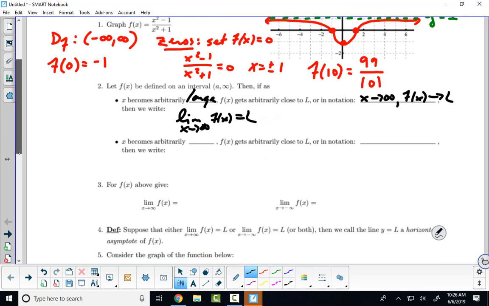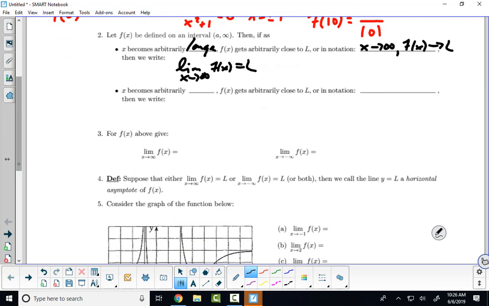In this second statement here, as x becomes arbitrarily large but negative, if as x becomes arbitrarily large and negative, f of x becomes arbitrarily close to L, meaning as x approaches negative infinity, f of x approaches L. How would we write that in notation? Oh, we can answer this one.